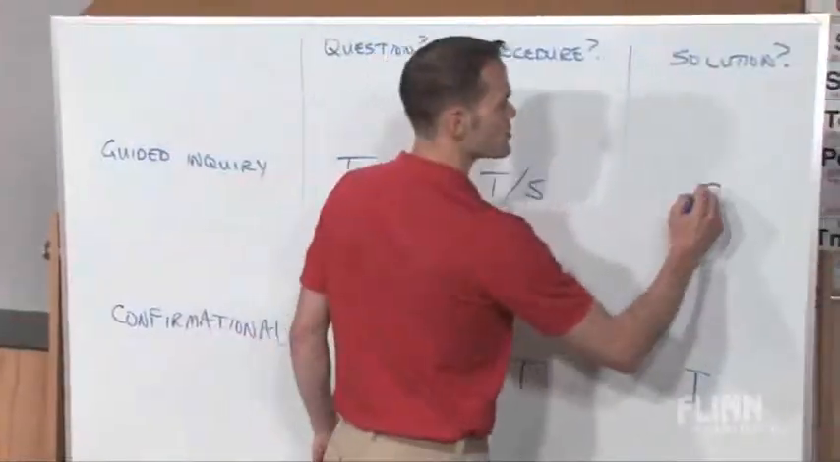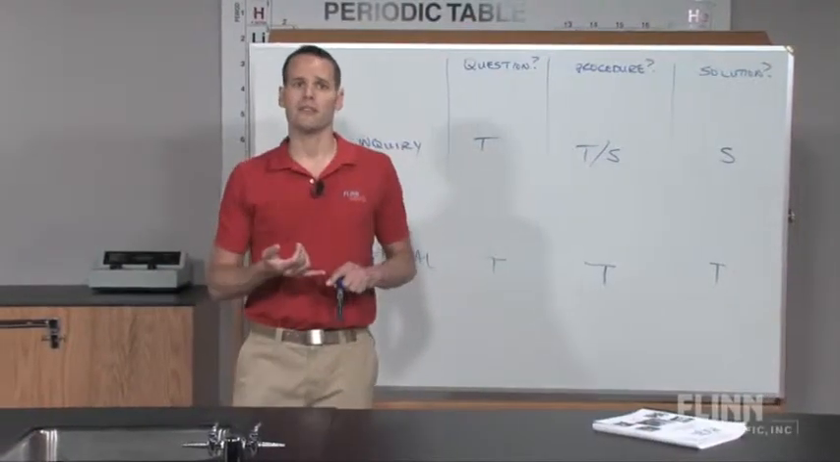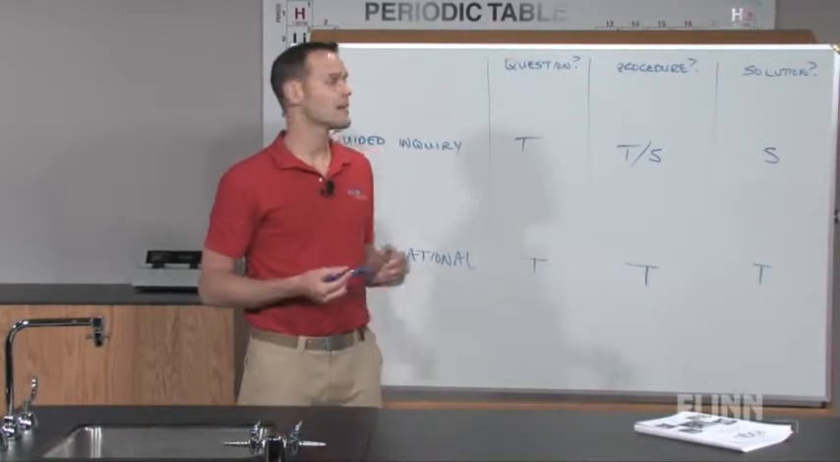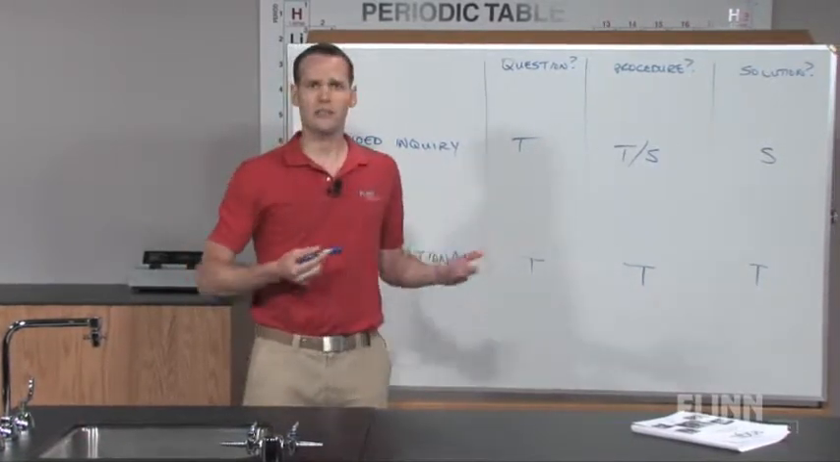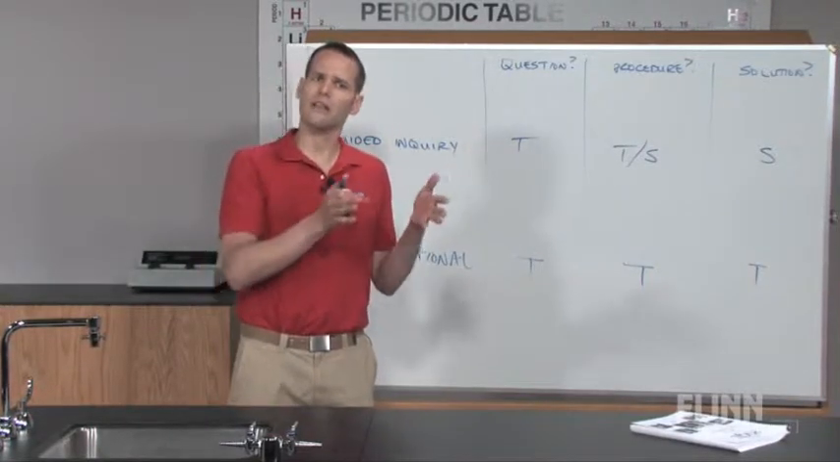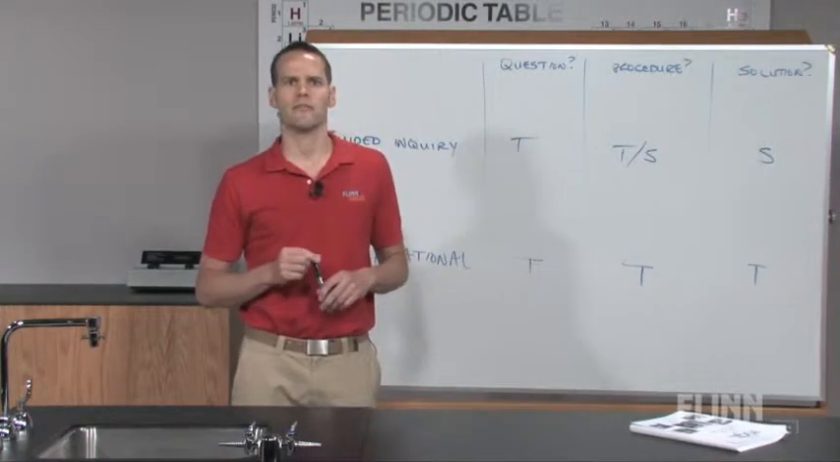But when it comes to the solution, students are going to come up with that on their very own: how did this affect the rate of the reaction? Did it go faster? Did it go slower? Did this change actually have no effect? So if the procedure and the solution are developed by the student, then we're taking the inquiry a little further from the teacher-directed model, a little bit more to the student-directed model.